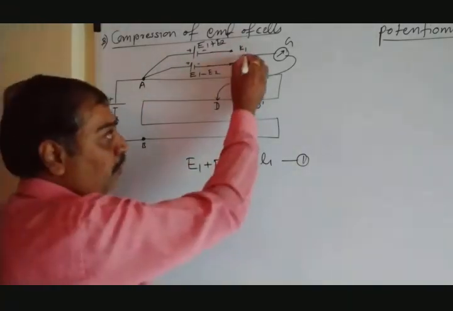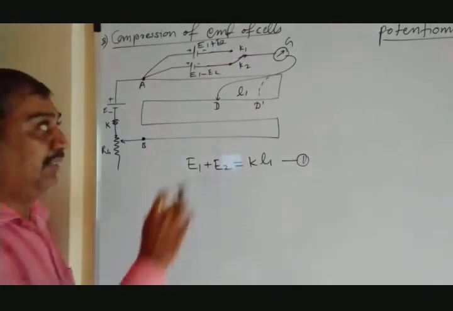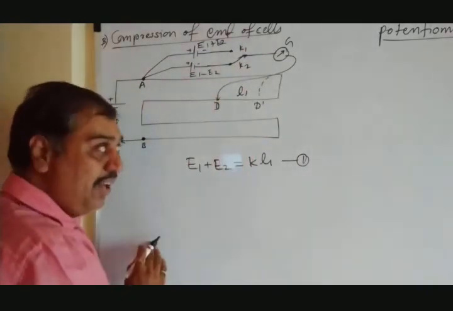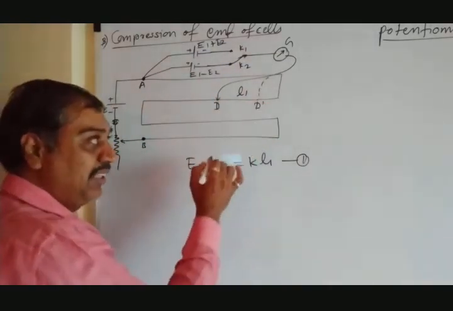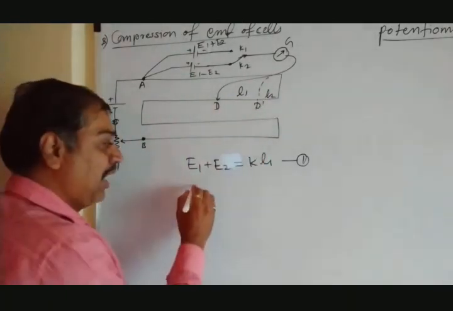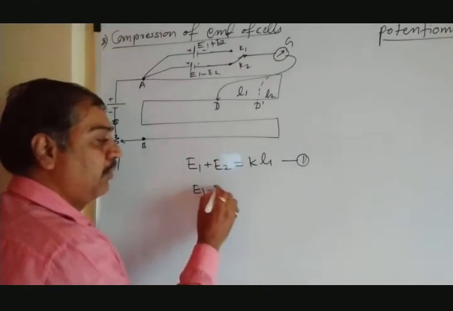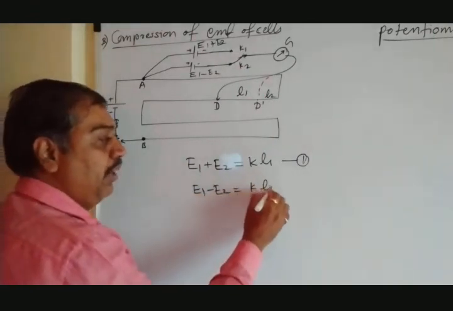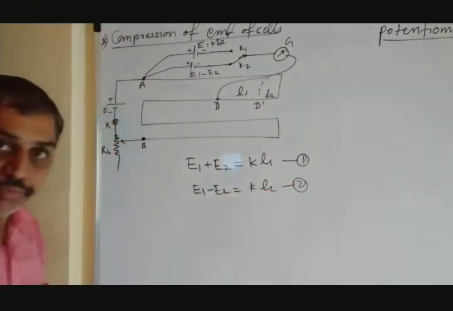When K2 is closed, what occurs? The difference combination of cells is connected. Again find out the null point D dash, and for that the length is suppose L2. Just measure it, you can write E1 minus E2 equal to K into L2, equation 2.